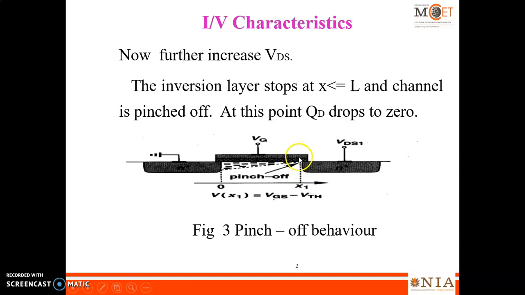Are you able to understand the concept? This is the inversion layer. This inversion layer stops at particular point x, which may be less than or equal to channel length, and at this condition you say that the channel gets pinched off. Channel gets pinched off means at this particular point the charge density drops to 0. Okay, are you able to understand? Now the channel gets pinched off. Now further I am going to increase the drain to source voltage and I am going to see what happens in this particular inversion layer.